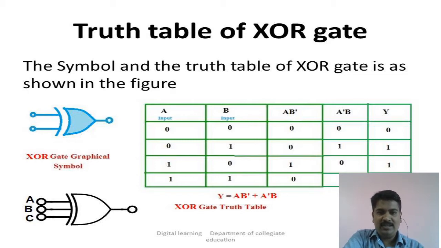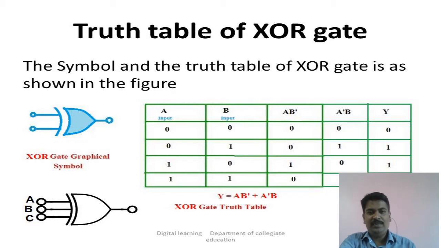Now the first combination, 0 0: A B bar is 0 and A bar B is also 0. Therefore, Y is equal to 0. It is ANDing these two. No, it is ORing these two. It's simple logical addition. Logical addition means OR gate. So A B bar plus A bar B, therefore this Y is 0.